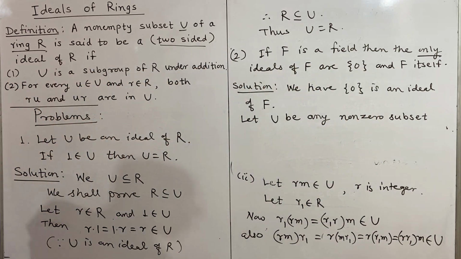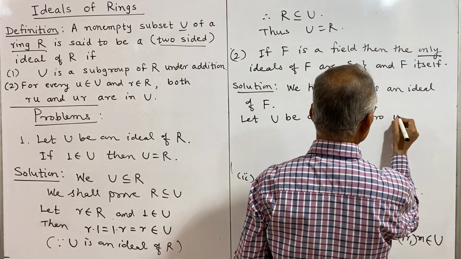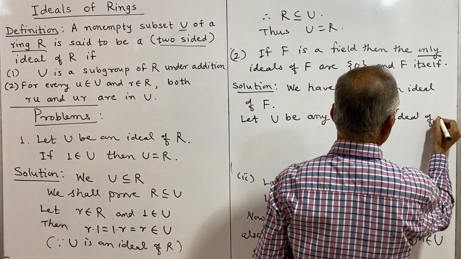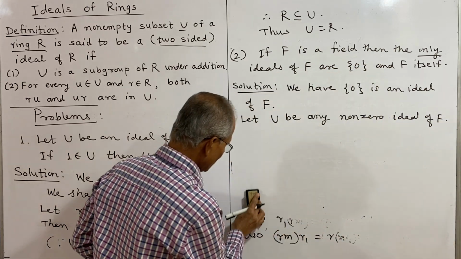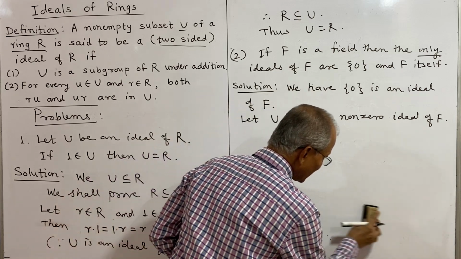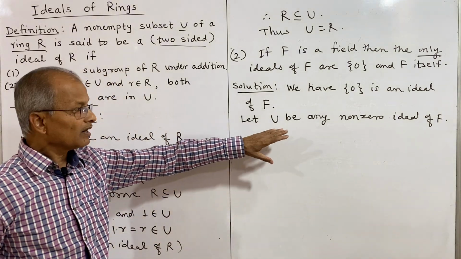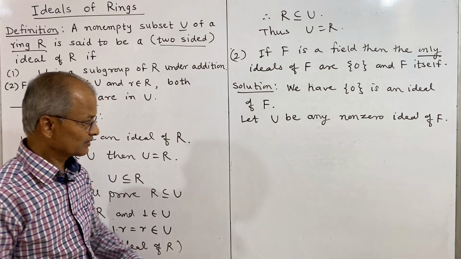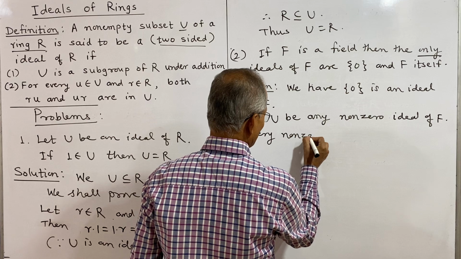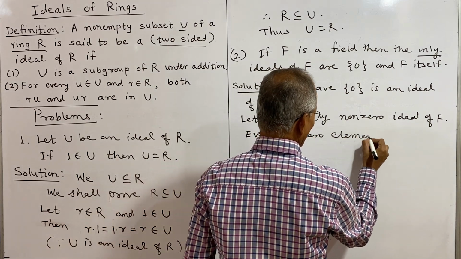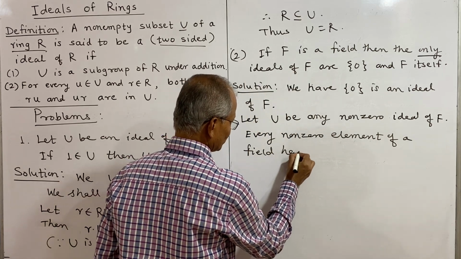Non-zero, or we may consider a non-zero ideal, and that will be a subset. A non-zero ideal of F, field F. Then, because we know that every non-zero element in a field has a multiplicative inverse. Every non-zero element of a field has a multiplicative inverse.